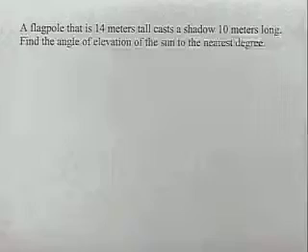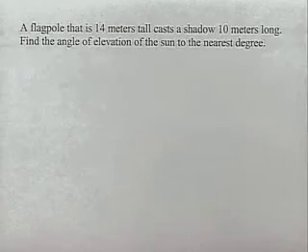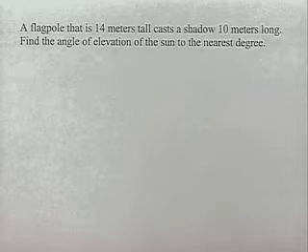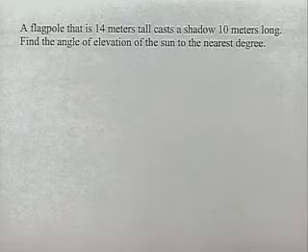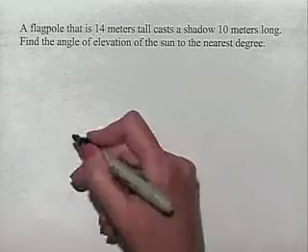Here's another problem dealing with an angle of elevation. A flagpole that is 14 meters tall casts a shadow 10 meters long. Find the angle of elevation of the sun to the nearest degree. Let's draw a quick sketch.